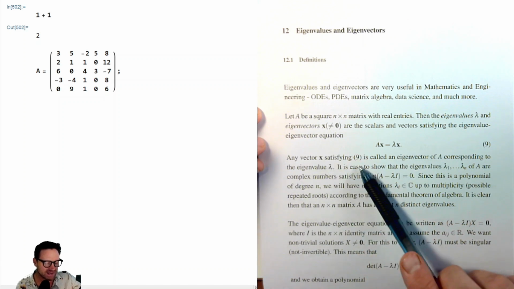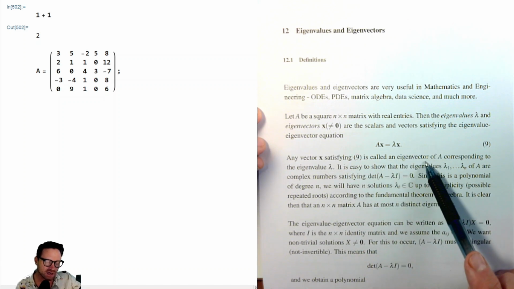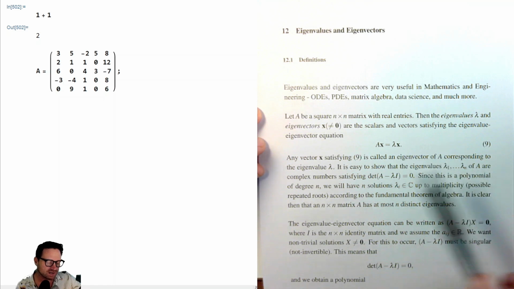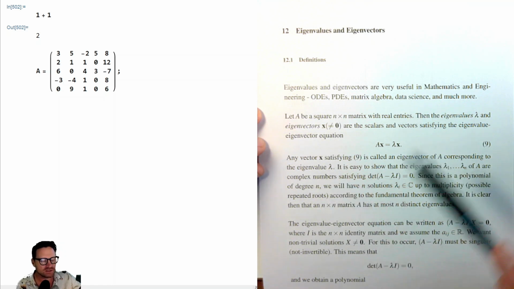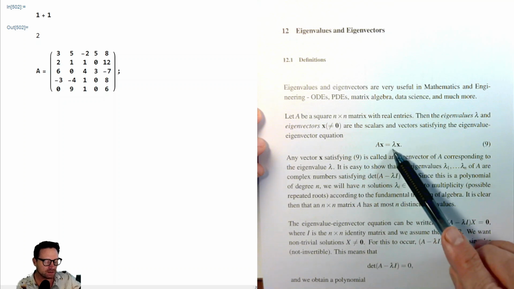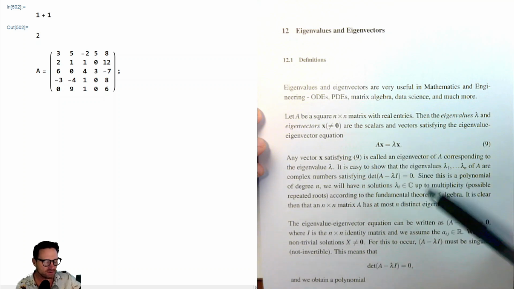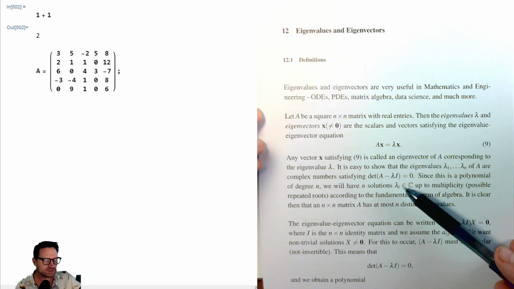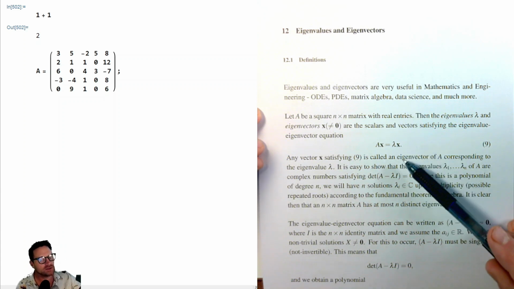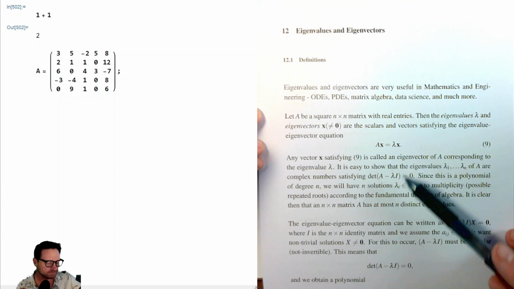So any vector x satisfying equation 9 is called an eigenvector of A corresponding to the eigenvalue lambda. So these come together, corresponding to one another. So when you find a lambda 1, you find a corresponding x1.